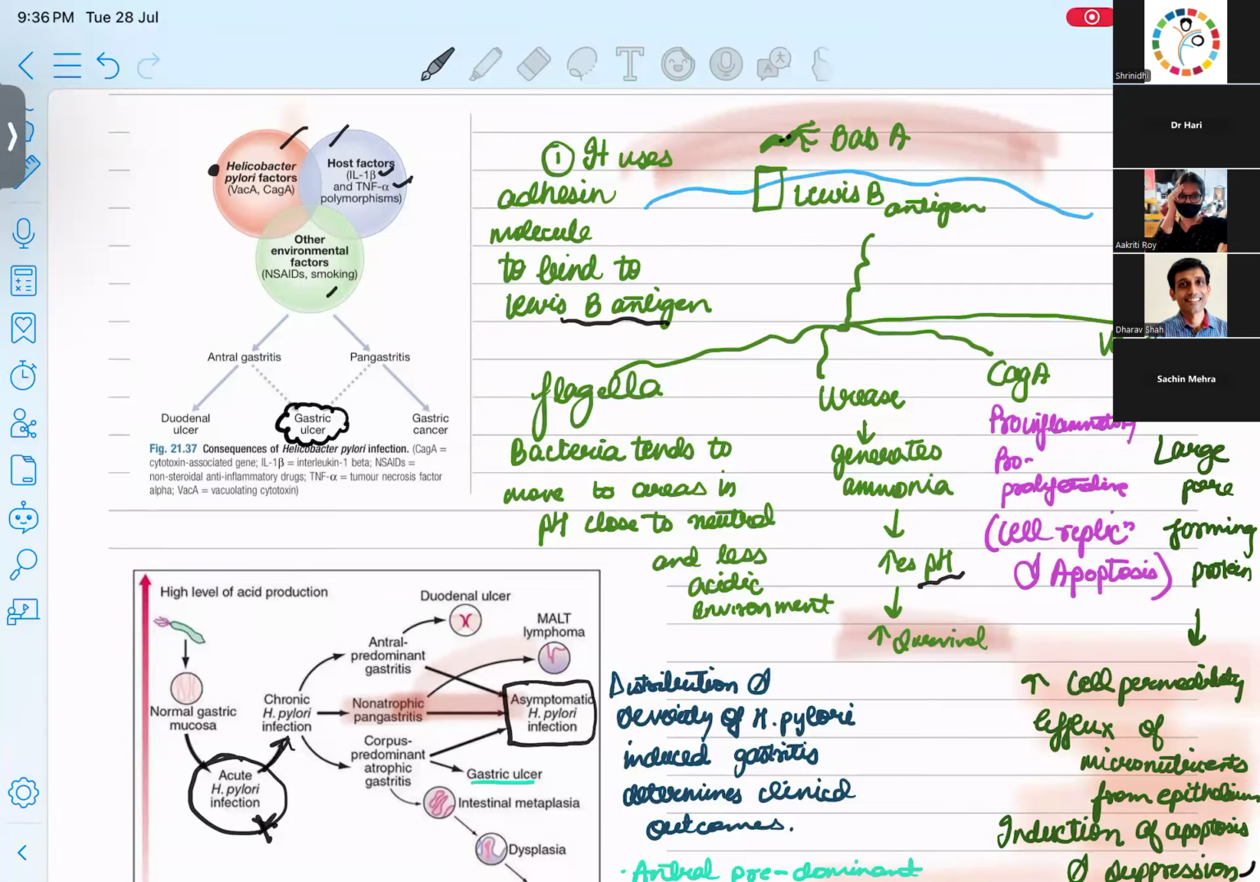Antral gastritis leads to duodenal ulcers, and pangastritis leads to gastric ulcers or gastric cancer again. Gastric ulcer is less severe than duodenal ulcers. No, sorry, gastric ulcers are more severe than duodenal ulcers and may proceed in sequelae to cause even gastric cancers.